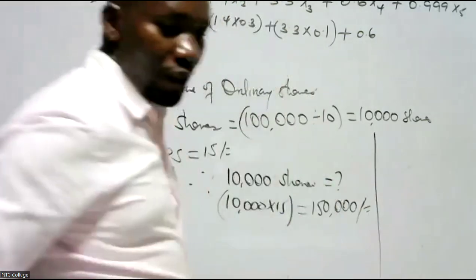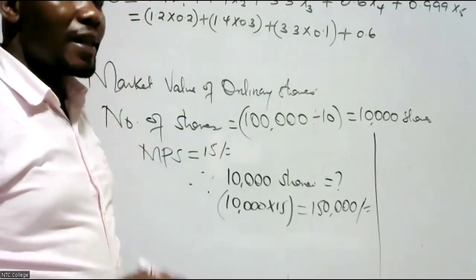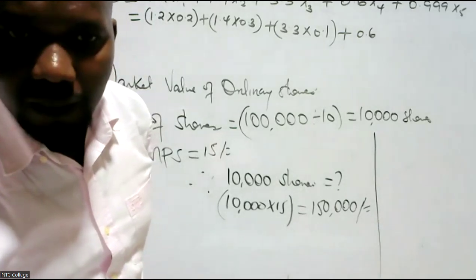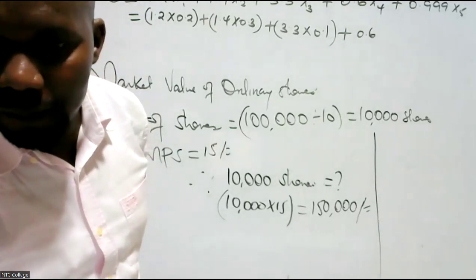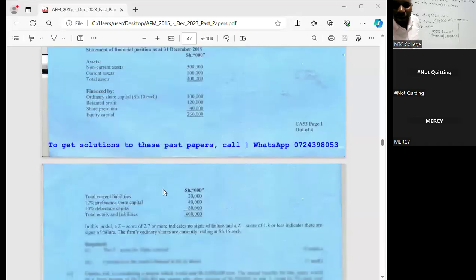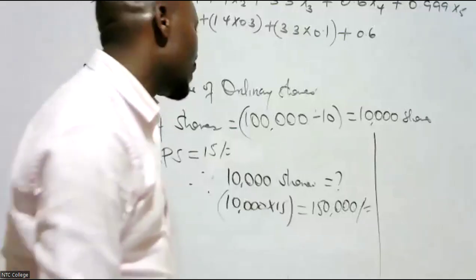And now we are told that we need to have the value of debt: preference shares plus debentures or long-term debt. Debenture is the same as long-term debt. So you come here and get your long-term debt. The preference shares are 40, the debenture is 80. So we are done, 120. The total debt is 120.